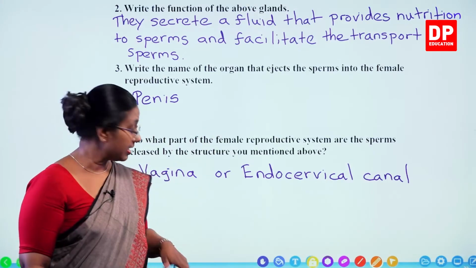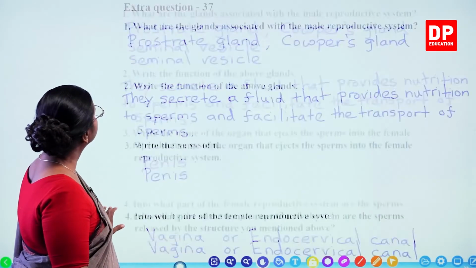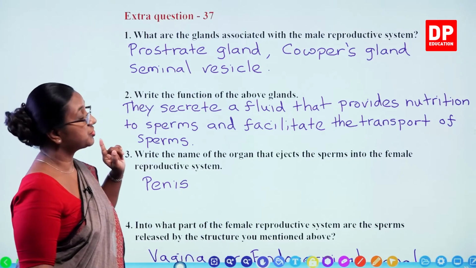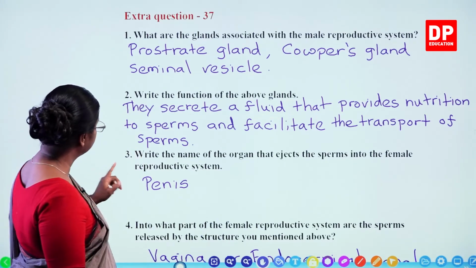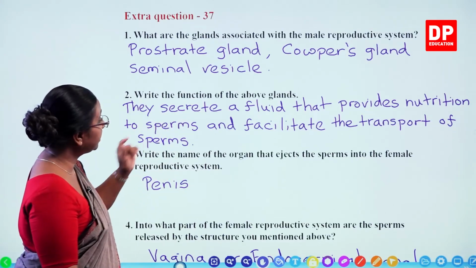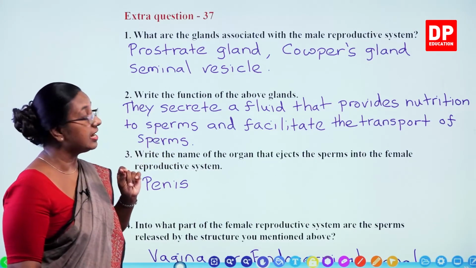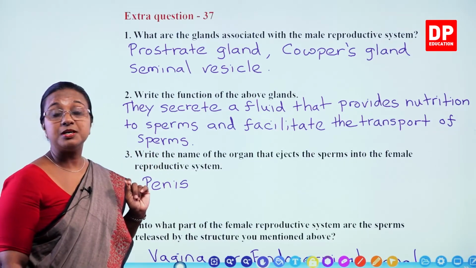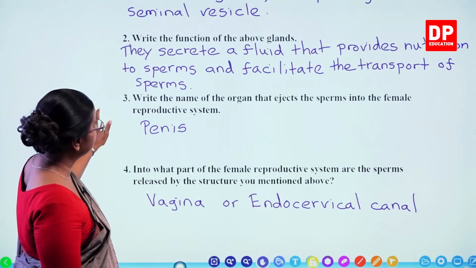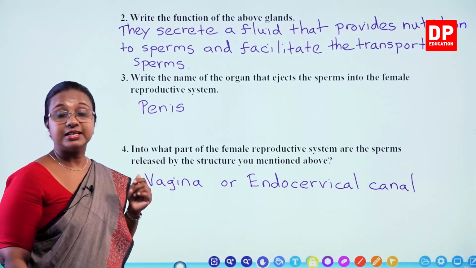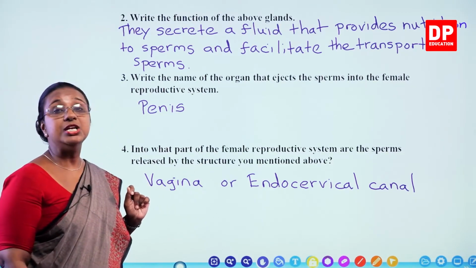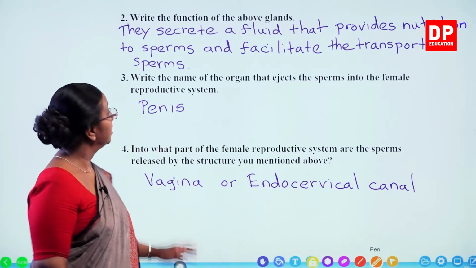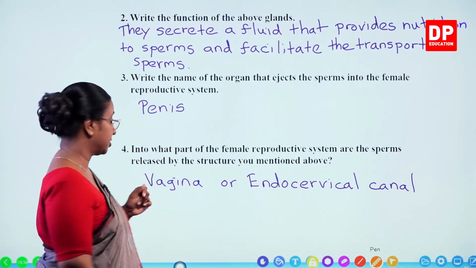I am sure you have answered these questions, students. So here you can see the glands associated with the male reproductive system, prostate gland, Cowper's gland and seminal vesicle. The function of the glands, they secrete a fluid that provides nutrition to sperms and facilitates the transport of sperms. And the structure that ejects the sperms into the female reproductive system is the penis, and also it is ejected into the vagina or the endocervical canal. So those are the answers to these questions. With that, students, we will move on to the next question.